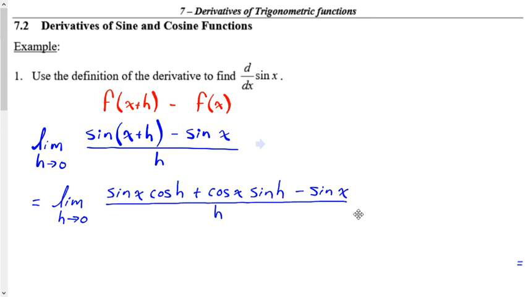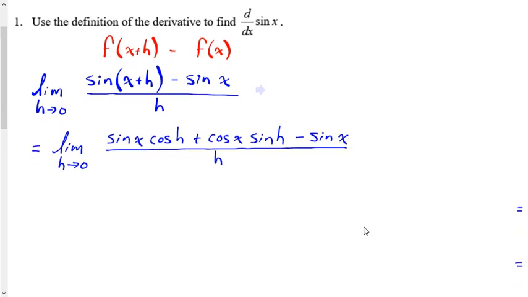Well, what do we do from here? As I look at this, I see that I have a sine x and a sine x. So I'm looking at this sine x here and that sine x there, thinking, oh, that could be a common factor that I could pull out. Why would I want to pull that out? Well, they don't have any h's with them. And so if I was to separate this limit into a couple limits, I could take that right out in front of the limit.